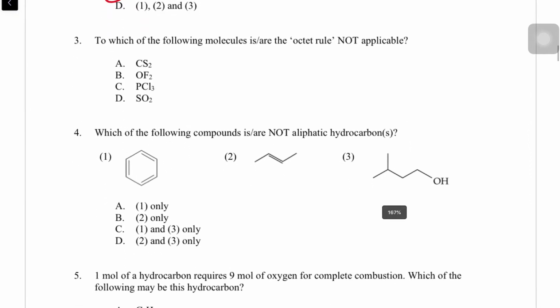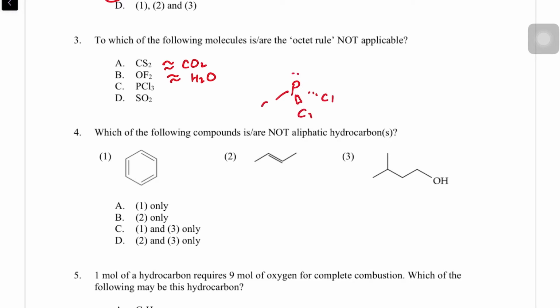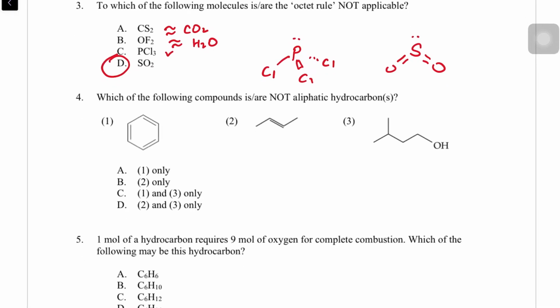Third, for which of the molecules is the octet rule not applicable? That means they don't have 8 outermost shell electrons. So CS2 looks like CO2. This one is H2O. So both of them are fulfilled. And this one PCl3, again fulfilled, yes. Finally, SO2. It does not obey the octet rule.